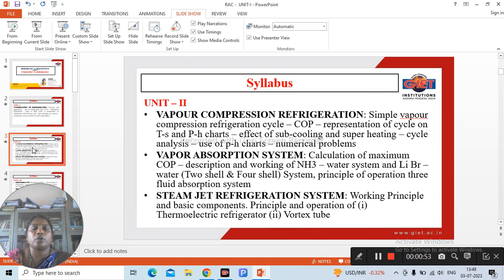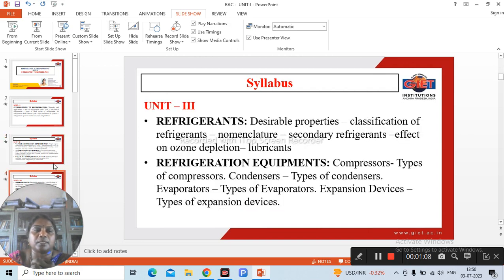See the second unit, which is divided into three parts. One is the vapor compression refrigeration system, the vapor absorption system, and the steam jet refrigeration system. So they are divided into three parts.